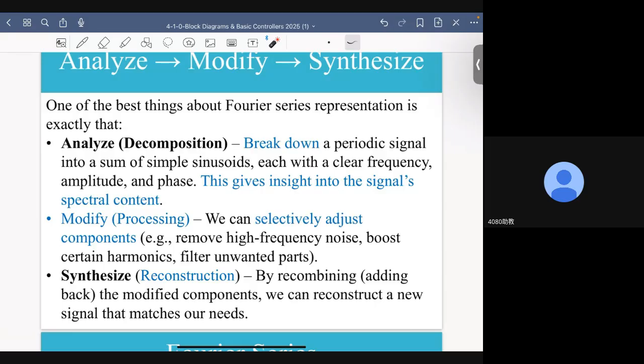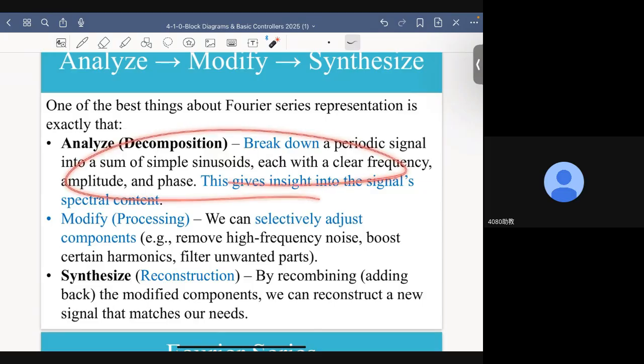Same thing happens here. A signal is presented right in front of me. To understand the nature of that signal, I need to break it down into fundamental elements. And those so-called fundamental elements are actually sinusoidal signals of different frequencies and different Fourier coefficients, okay?